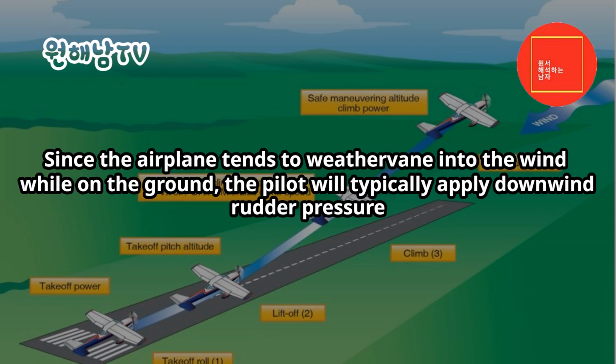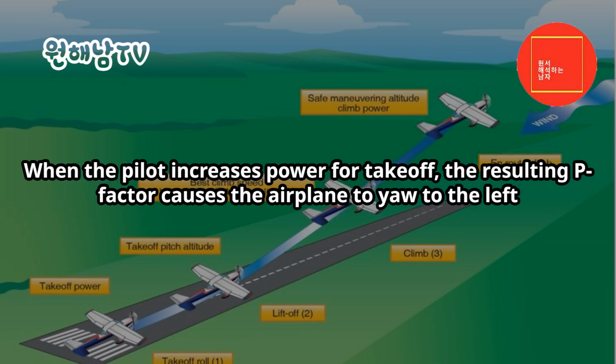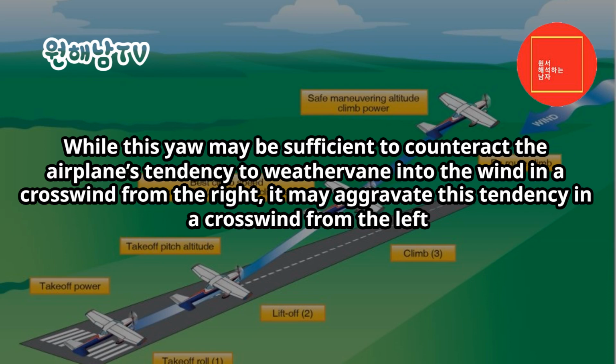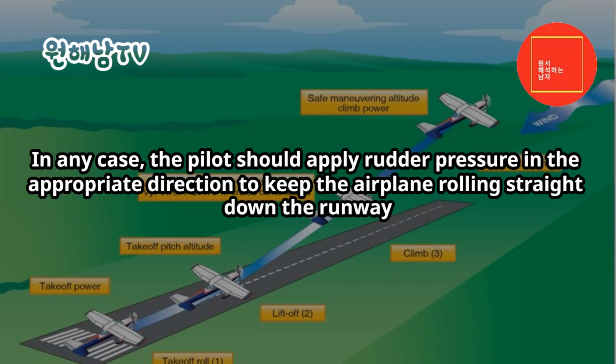Since the airplane tends to weathervane into the wind while on the ground, the pilot will typically apply downwind rudder pressure. When the pilot increases power for takeoff, the resulting P factor causes the airplane to yaw to the left. While this yaw may be sufficient to counteract the airplane's tendency to weathervane into the wind in a crosswind from the right, it may aggravate this tendency in a crosswind from the left.